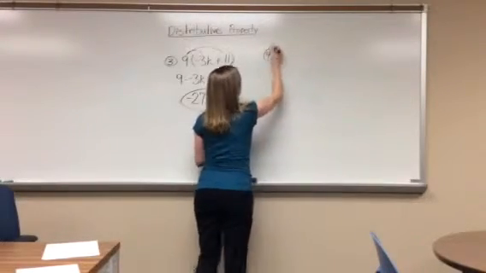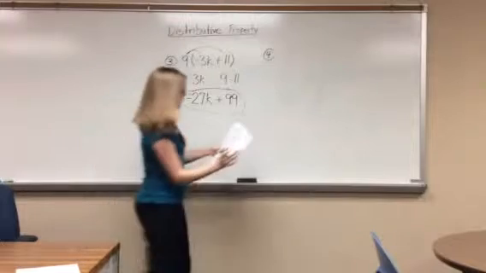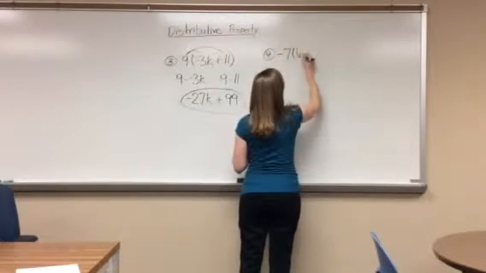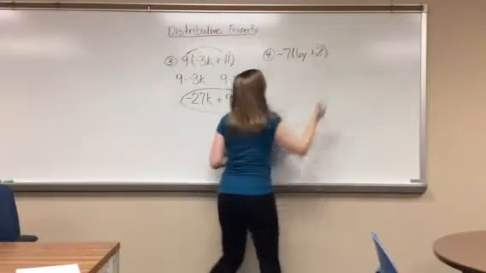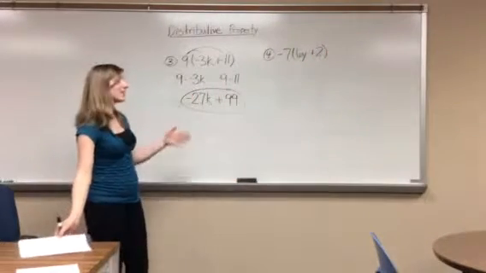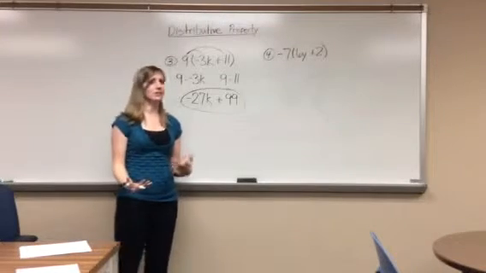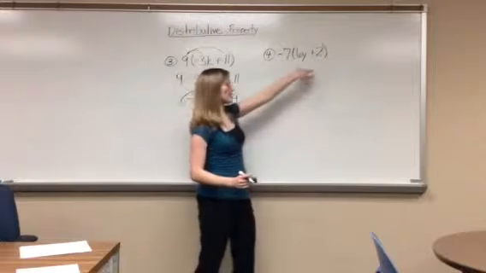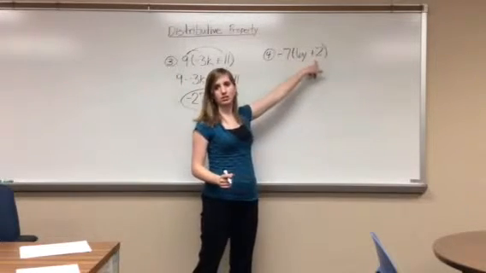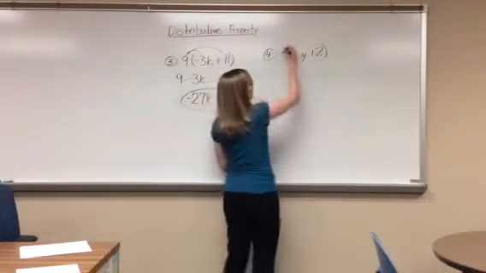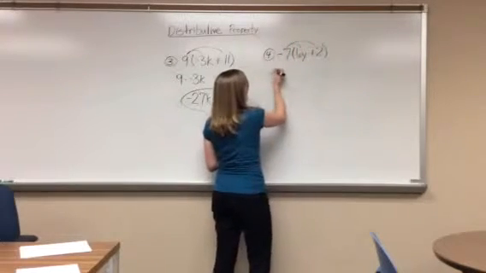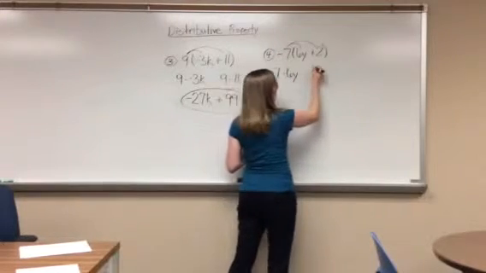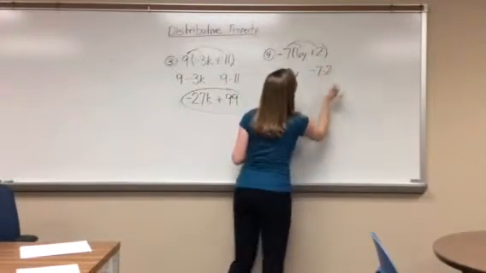Number 4. For number 4, we have negative 7 parentheses 6y plus 2. So it's a little bit different because we have a negative outside the parentheses, but the concept is still the same. We're still using multiplication to simplify this problem. I can't add 6y and 2 because they're not like terms, so I go ahead and multiply by the negative 7. I'm going to have negative 7 times 6y, and then I'm going to multiply negative 7 times 2.